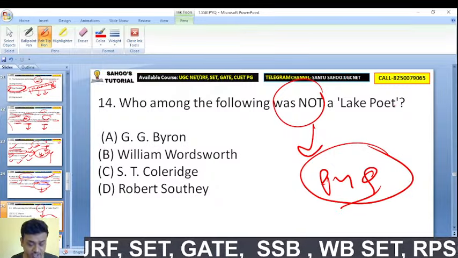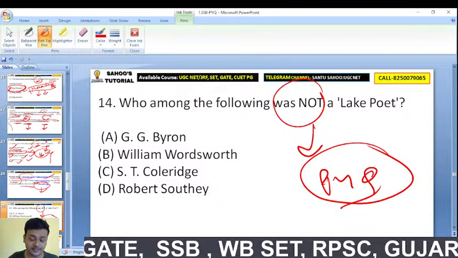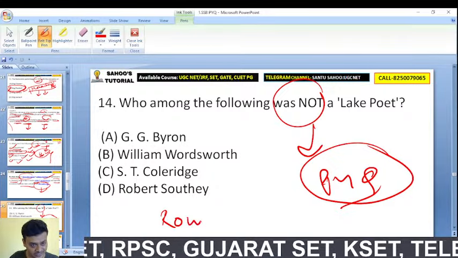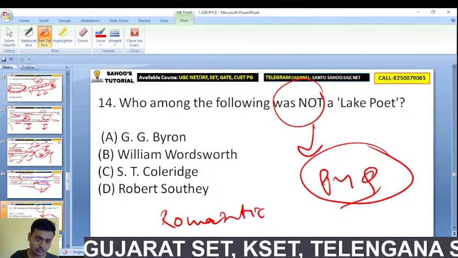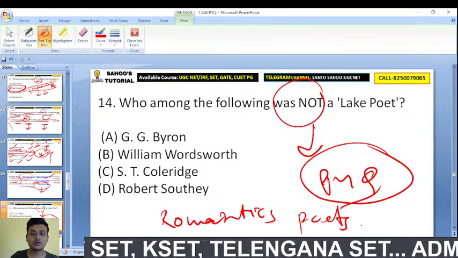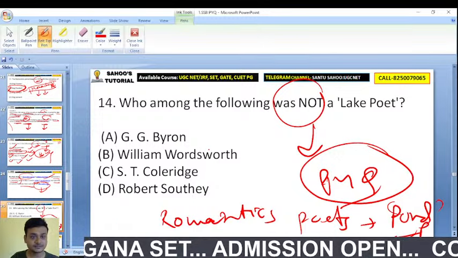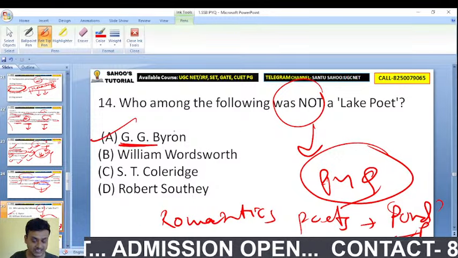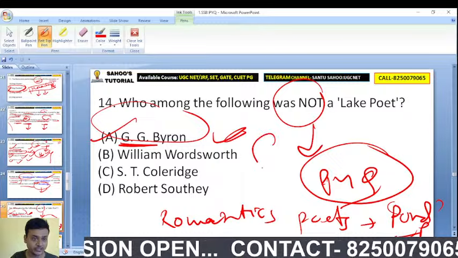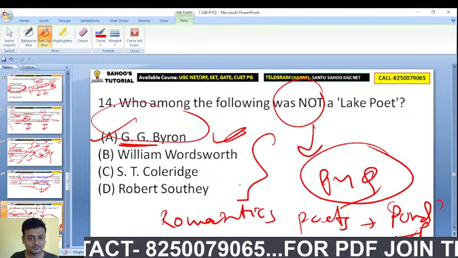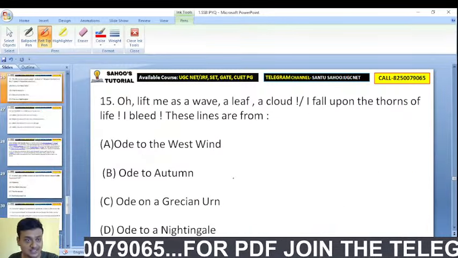And you tell me, who called these Romantic poets pond poets? Along with that, you should also know that Romantic poets are known as pond poets. Who called these pond poets? And it's G.G. Byron. Exactly, Byron is not a Lake poet. Southey, Coleridge. Who called Romantic poets pond poets? Do answer in the comment box.